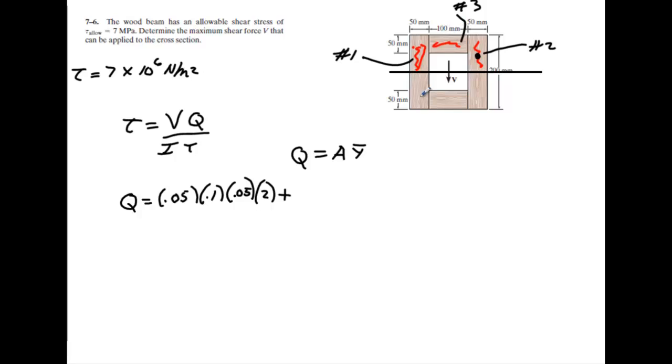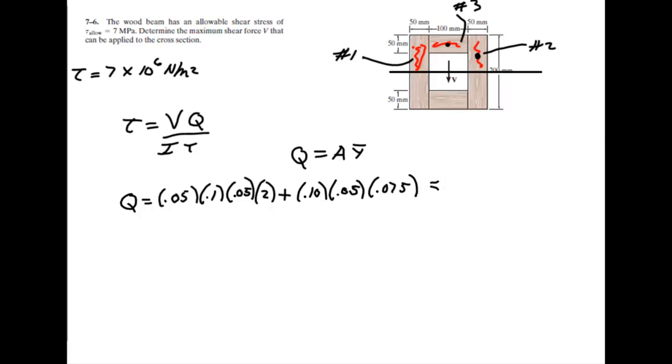Now we'll do this one here. Its area is going to be 0.10 times its thickness, which will be 0.05. And then the distance from here to here. So the easiest way is we're going to go up 100 and then we're going to come back another 25. So that gives me 0.075. That's my Q value.